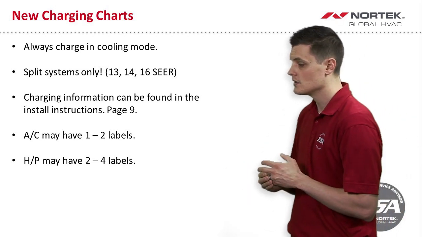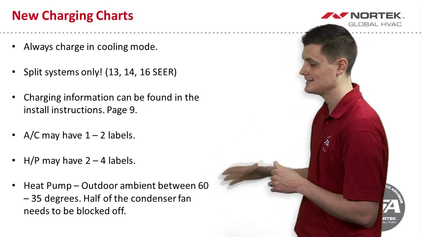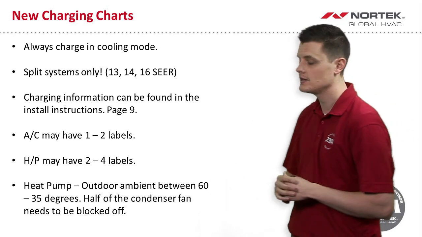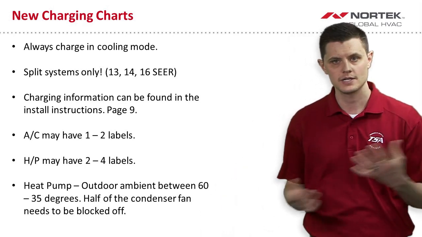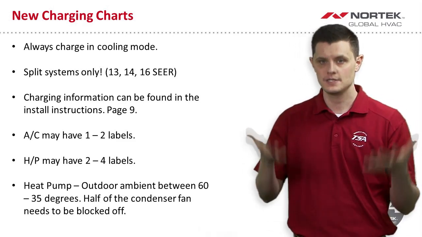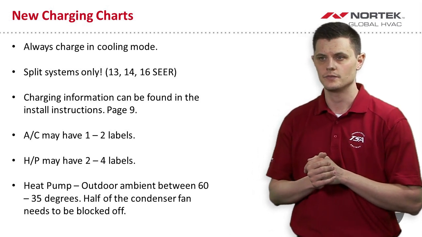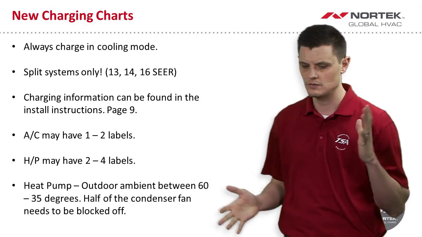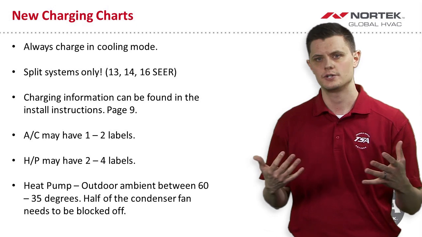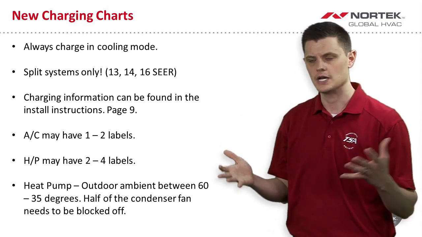Also, for a heat pump, if your outdoor ambient is between 60 and 35 degrees, half of the condenser fan motor needs to be blocked off with something, whether that's a piece of plywood or cardboard or something like that. We're just raising the head pressure in order to charge the system accurately. So that's when you're in the fall or winter time, when we're trying to charge a heat pump. Again, half the condenser needs to be blocked off.